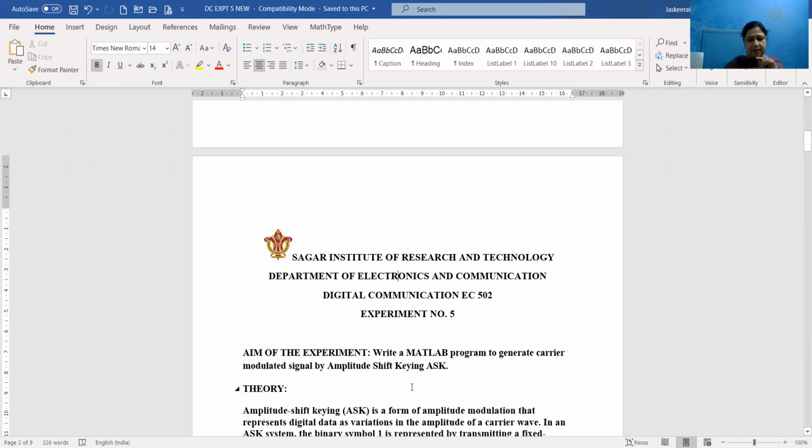The aim of the experiment is to write a Matlab program to generate a carrier modulated signal by amplitude shift keying, that is the ASK method. First we'll see the theory of this experiment, in which we will discuss the amplitude shift keying method.